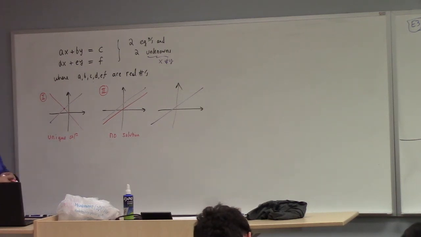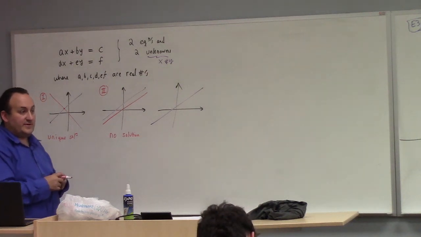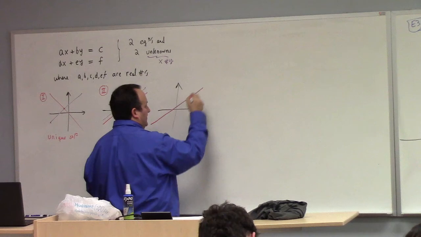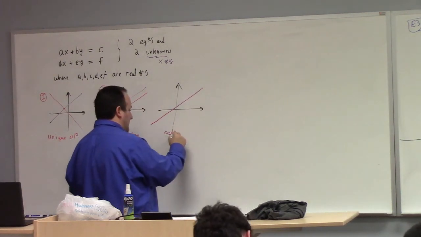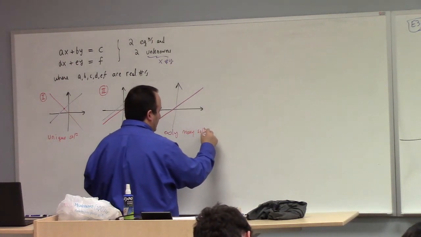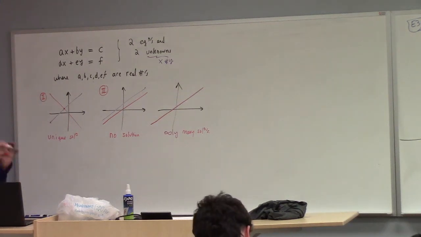And what's the other case? It's where it's the same line. This is kind of conniving, but it's possible that both equations are actually the same line. And in this case, there's infinitely many solutions. Remember, the solution is a pair, so it's a bunch of pairs, but they're of a really particular type.